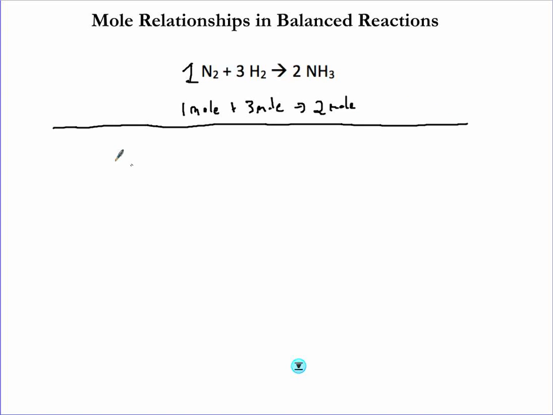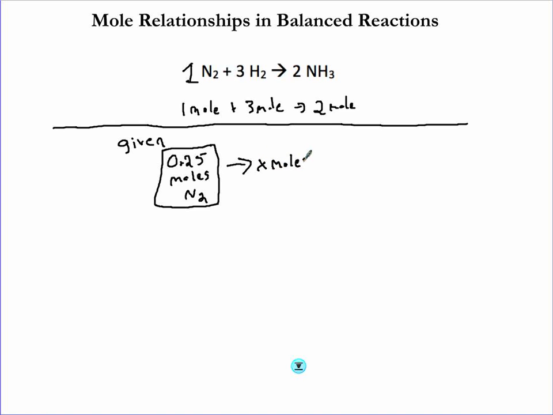So the first one is I'm going to say that you're going to be given a quantity of 0.25 moles of N2, and what we want to know is if this is the amount of moles of N2 that you are given, then how many moles, we'll make that X, of H2 do we need, and how many moles, we'll call that Y, of NH3 do we need?